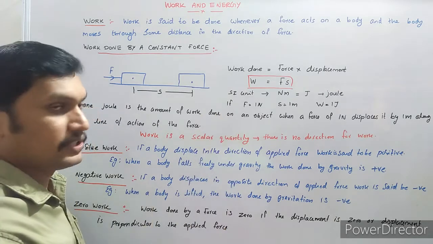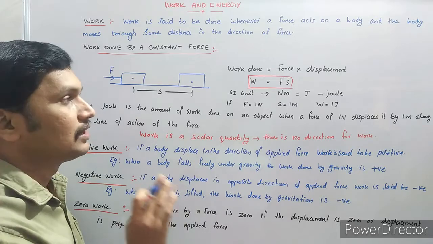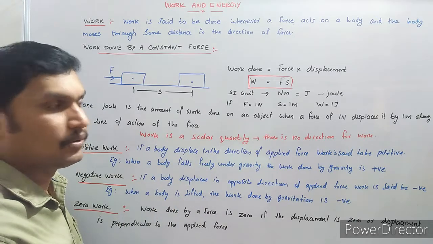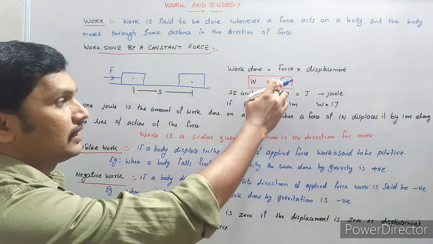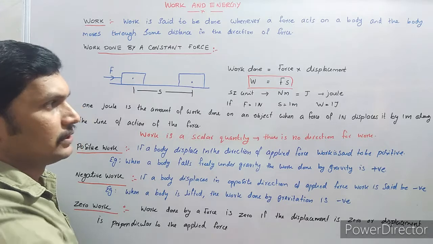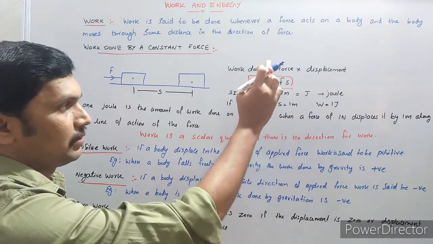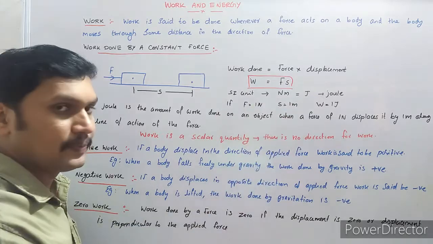Joule is the SI unit of work done. Either you can say it is Newton meter or Joule. 1 Newton meter is equal to 1 Joule. So in this equation, if you substitute F equal to 1 Newton and s equal to 1 meter, you will get work equal to 1 Newton meter. 1 Newton meter is equal to 1 Joule.